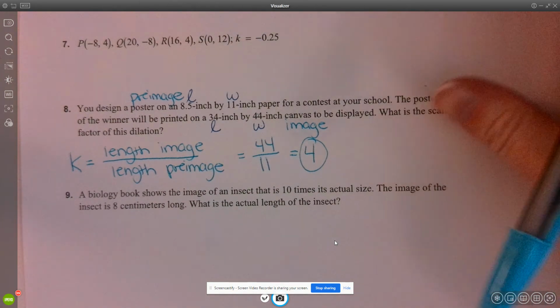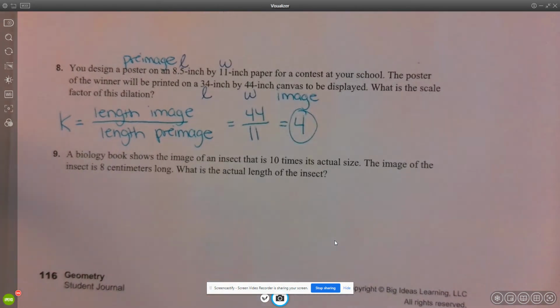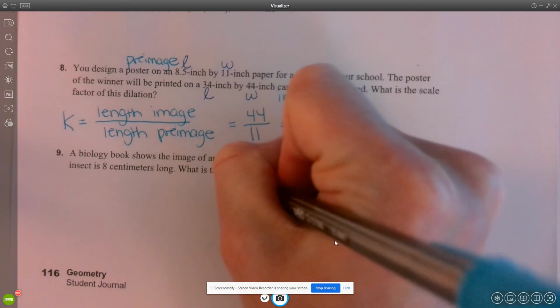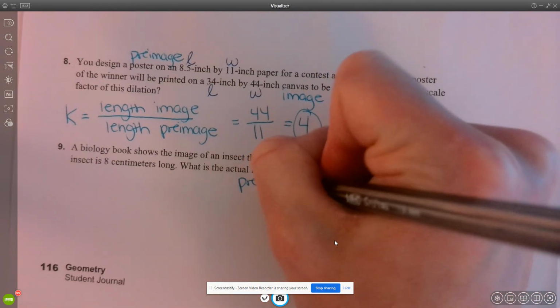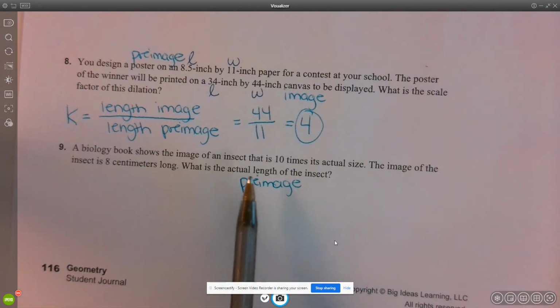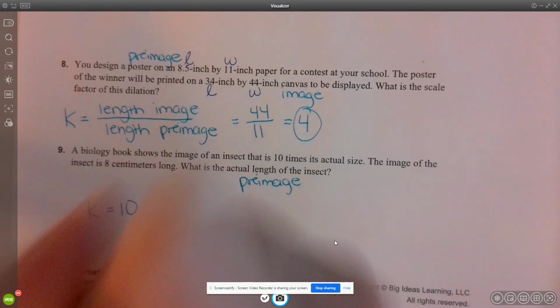A biology book shows the image of an insect that is 10 times its actual size. The image of the insect is 8 centimeters long. What is the actual length? Okay. So we're given a length on the image and we're trying to find the actual length, which is going to be the pre-image, the actual length of the insect. They tell us that the biology book enlarged this insect by 10 times. So our scale factor is 10.